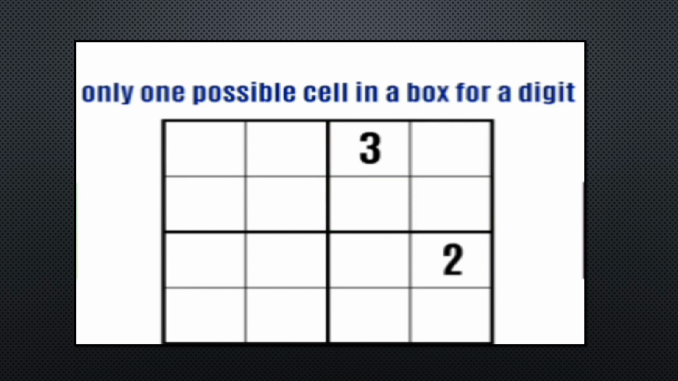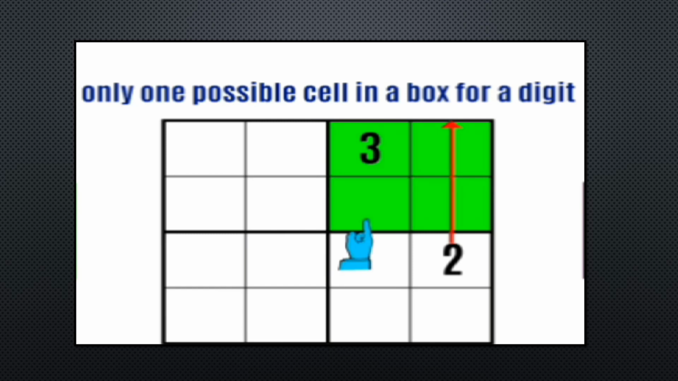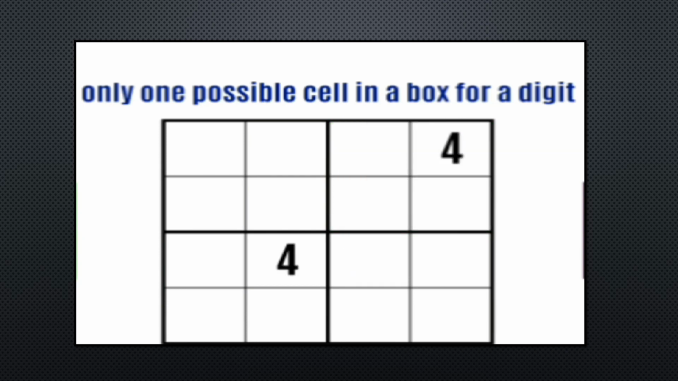Let us take another example. 3 and 2 are written there. Can you see? 3 is written on this box and 2 is written on another box. We are drawing imaginary lines and we can see that we cannot write 2 over here. For this box, we can easily write 2 here in this cell.